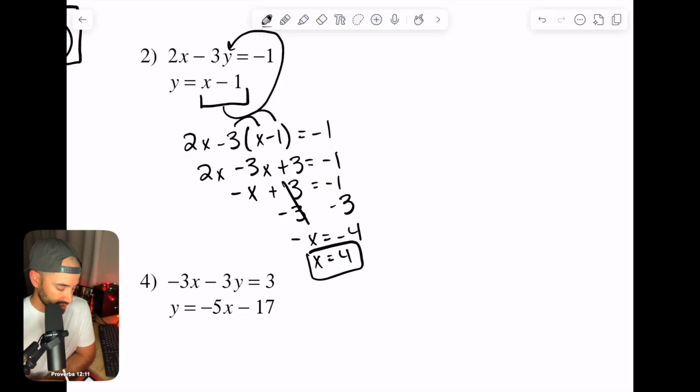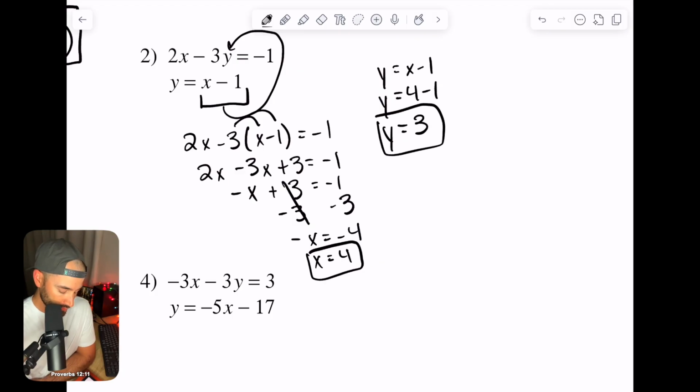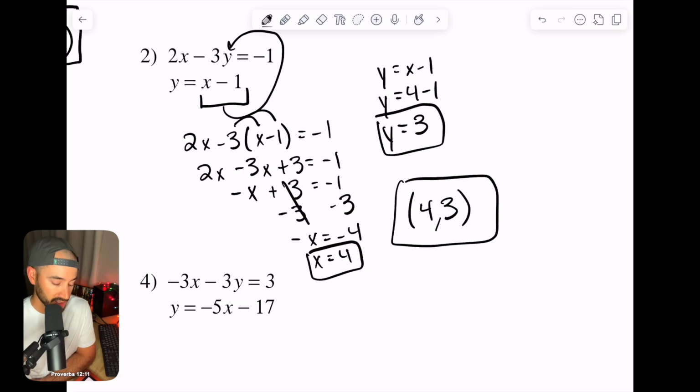Now we just plug that in to our y equals equation. So y is equal to x minus 1. If we plug in 4, we get y equals 4 minus 1. So y is equal to 3. That's the second part of our solution. So the ordered pair for our solution would be 4, 3, and that would be our answer.